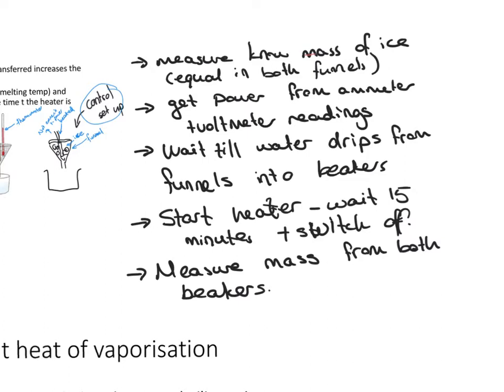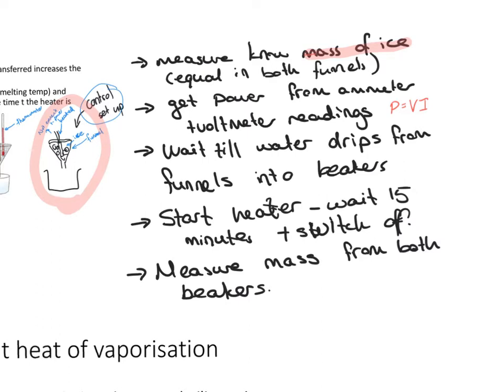So the steps that you should take is that you should measure the mass of ice, so you can keep both of them, even the control experiment here. You need to know the mass of the ice. It should be equal in both the funnels. Get the power reading from your ammeter and voltmeter. So you know that power is equal to voltage times current. You will also wait until the water first starts dripping from the funnel into the beaker, so you know that it's at the temperature where it starts melting. So basically, you will know exactly when it starts melting.